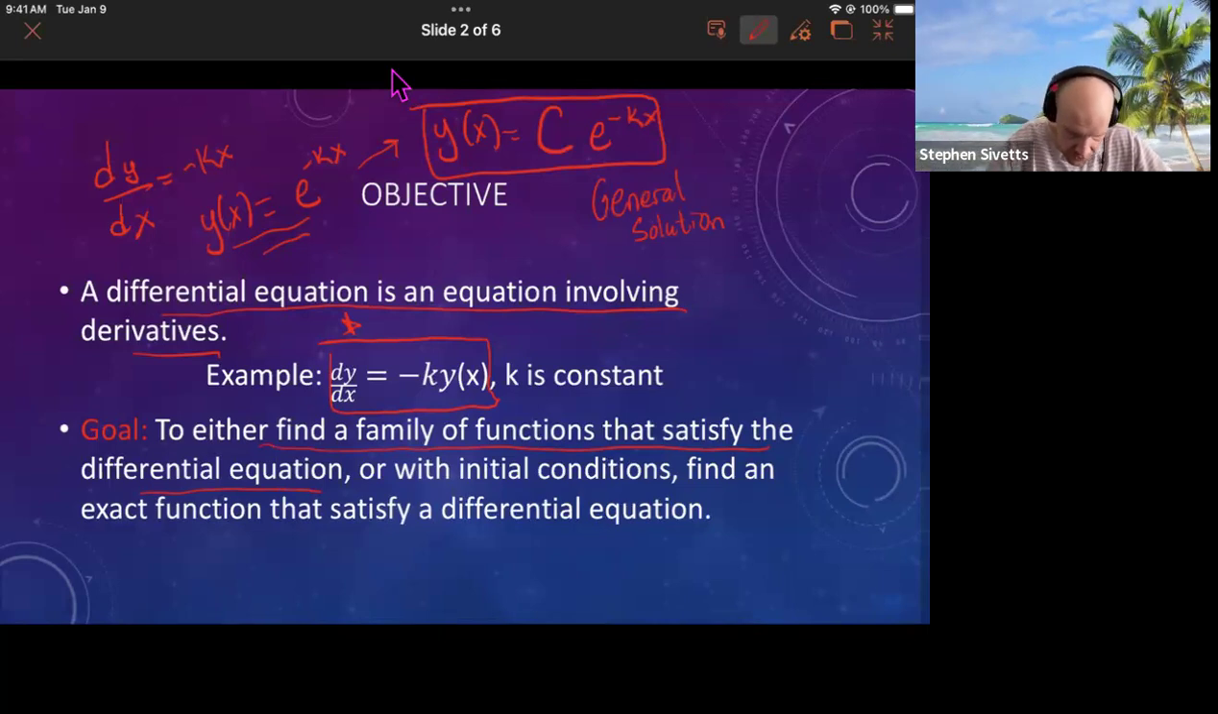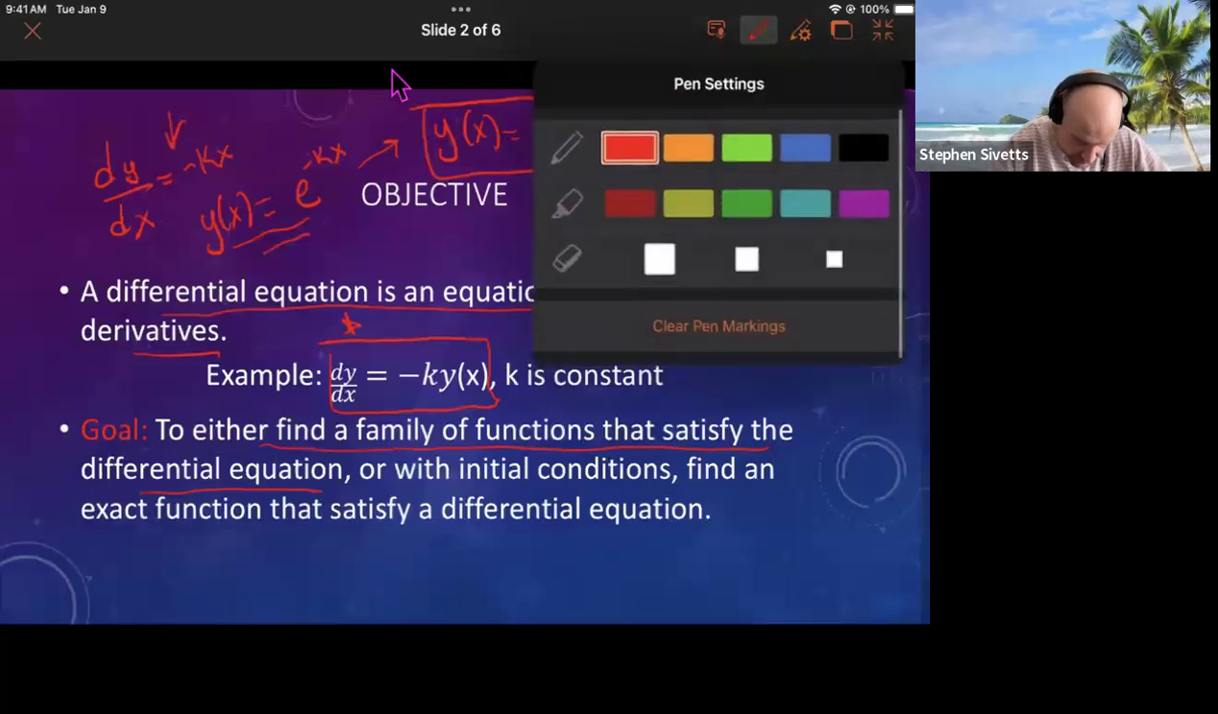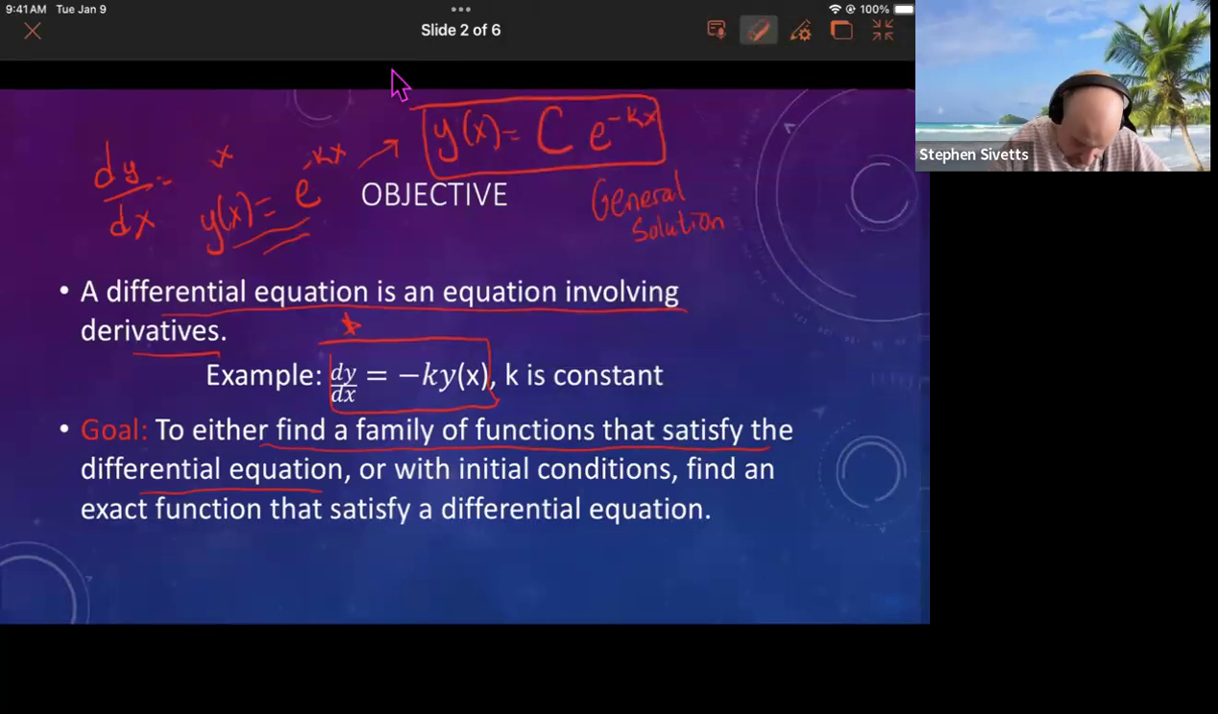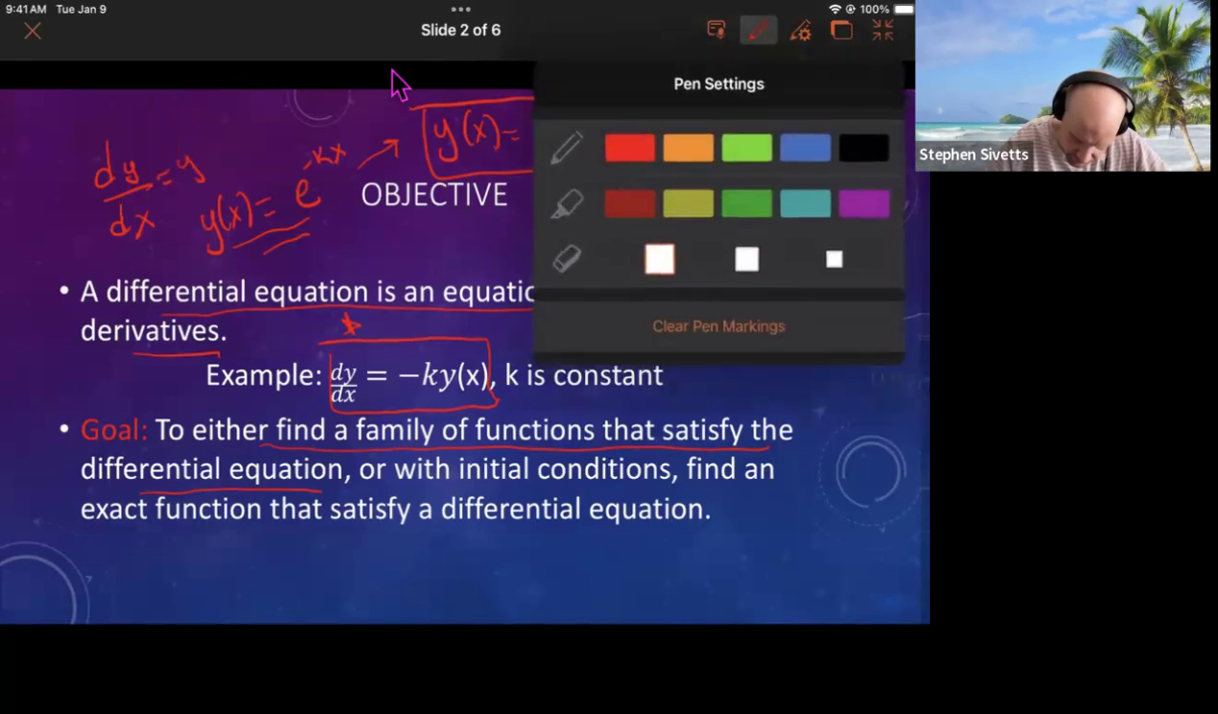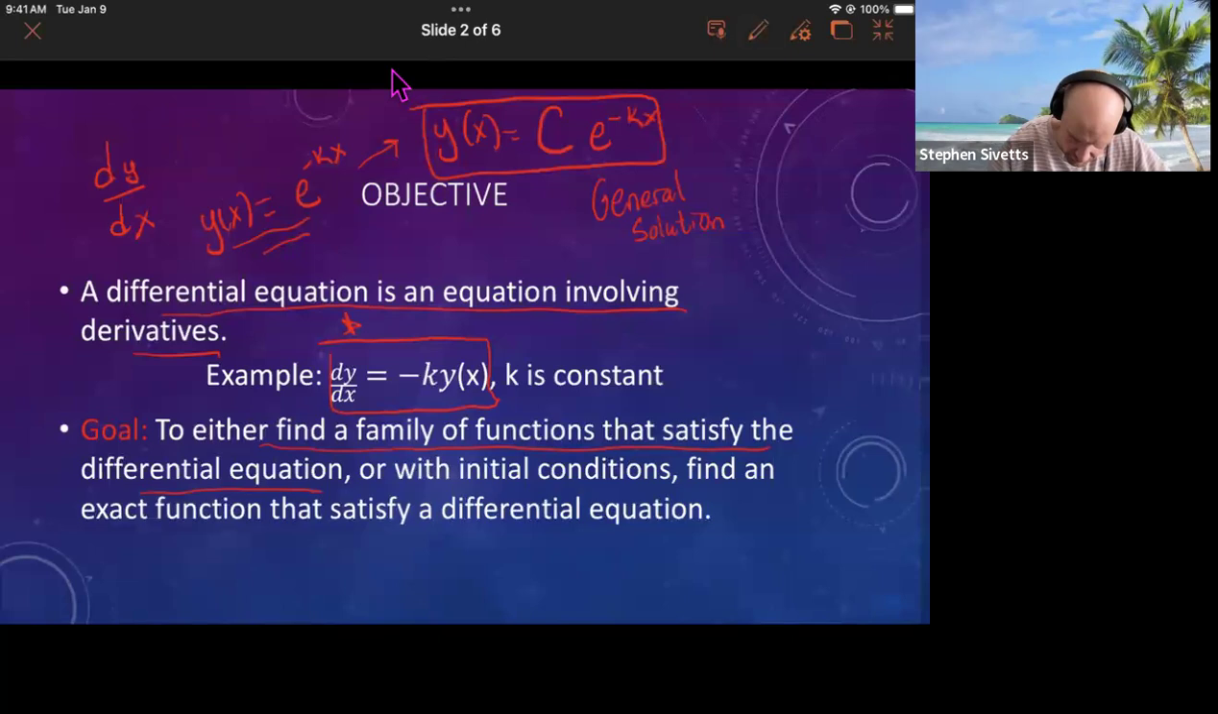And if you were to differentiate both sides, you'll get minus k times y of x. I meant y of x here. Yeah, so this is minus k times y of x. Okay, that's what I meant.